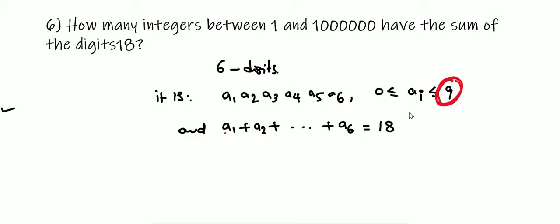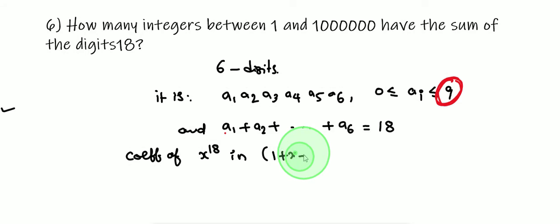So what does it mean? I need the sum to be 18. So here there are 6 brackets, 6 factors. Each factor is having a possible value of 0 to 9. So we are dealing with the powers only 0 to 9.